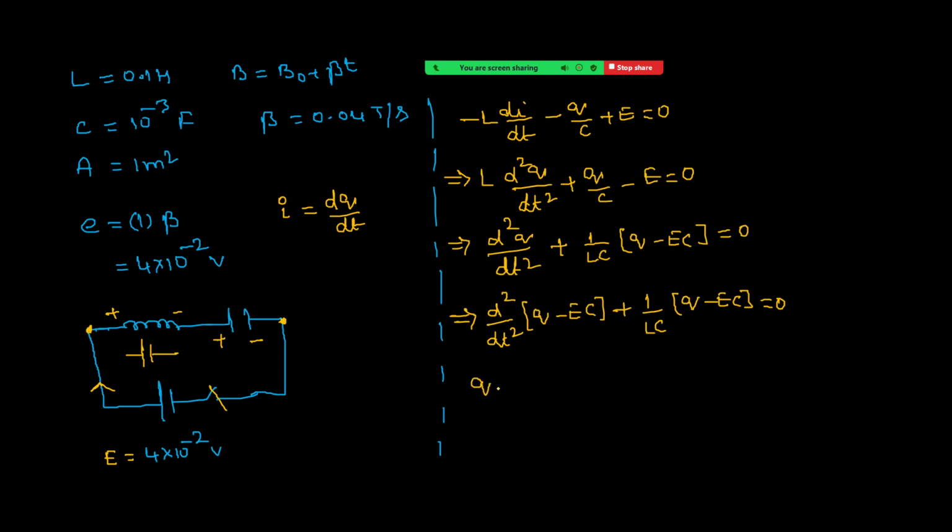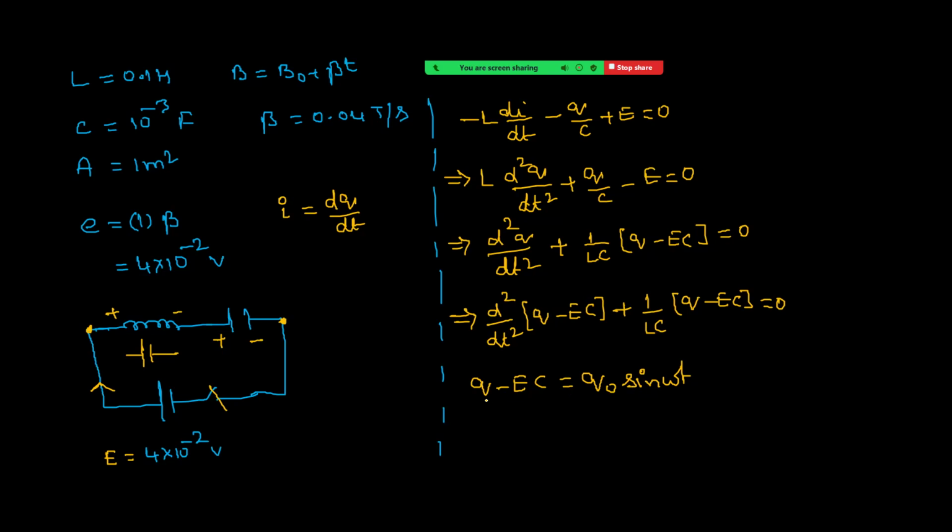Now from this I am writing q minus EC equal to, I am writing maximum charge as q naught sine omega t. And see why I am taking the sine function here. Because when the switch is closed, if I take that as t equal to 0, at that instant the capacitor was uncharged. So q minus EC equal to q naught sine omega t.